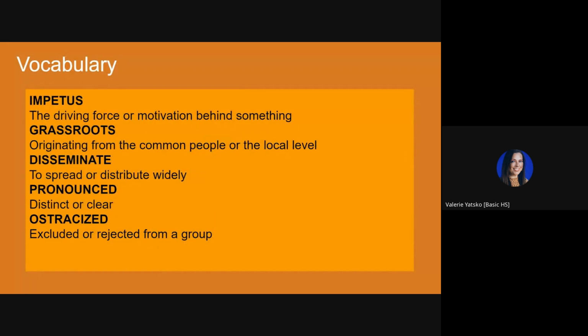Let's go over some key terms that will help us today. Impetus, this means the driving force behind something. Grassroots, this refers to movements that start from the common people, not the leaders. Disseminate, to spread information widely. Pronounced, something that is very noticeable. Ostracized, when someone is excluded from a group.